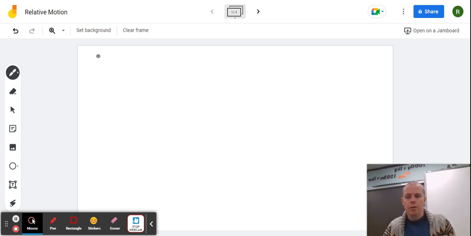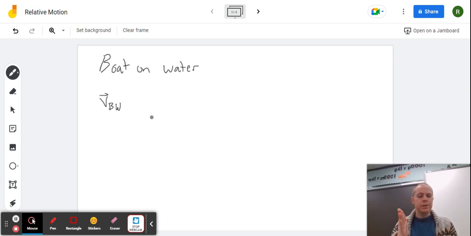So let's do an example of a boat on water. The velocity of the boat with respect to the water is how fast the boat would move in calm water. The velocity of the water with respect to the ground is how fast the water is moving. And then when you add those vectors together, you get the velocity of the boat with respect to the ground.